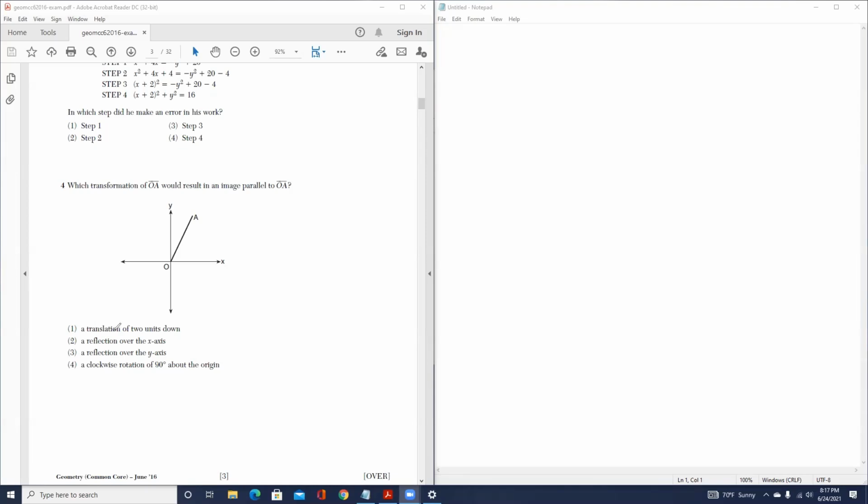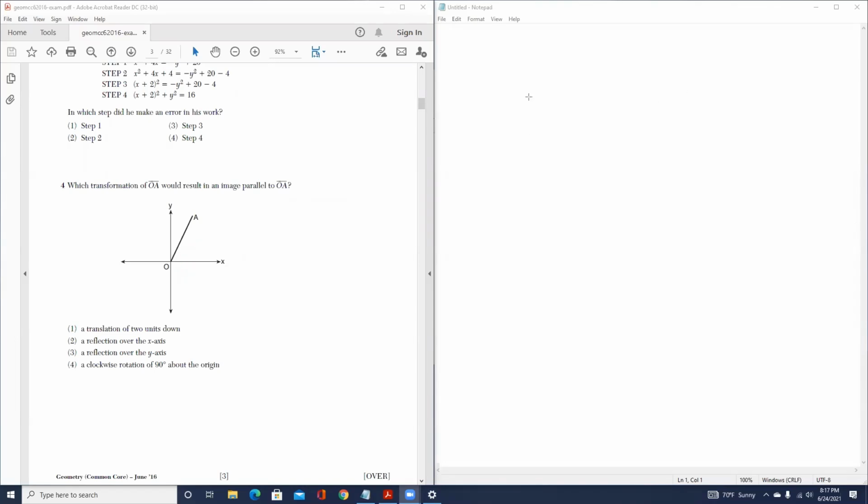Choice 1, a translation of 2 units down. We could represent that with a line like this. You can think of a physical arrow going here. This represents the translation.